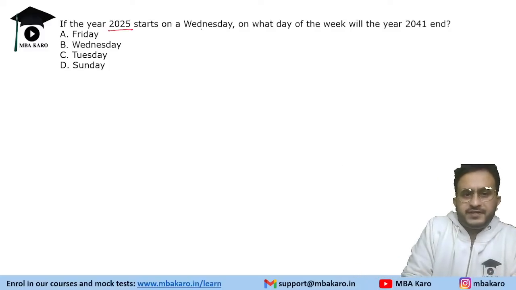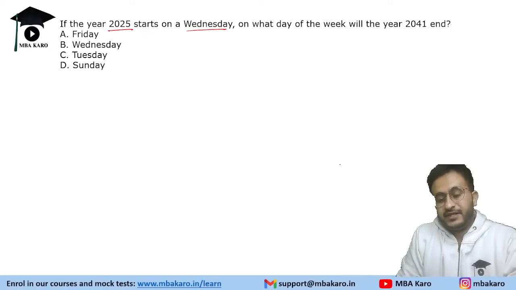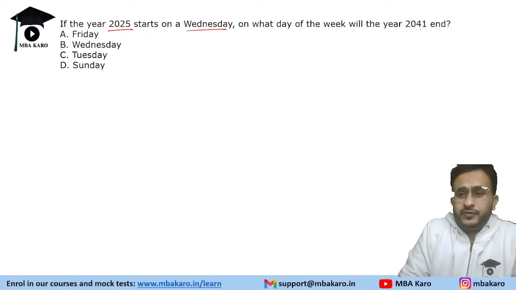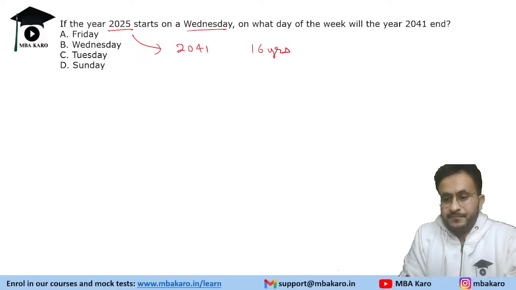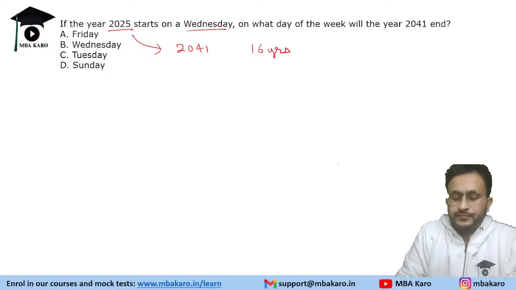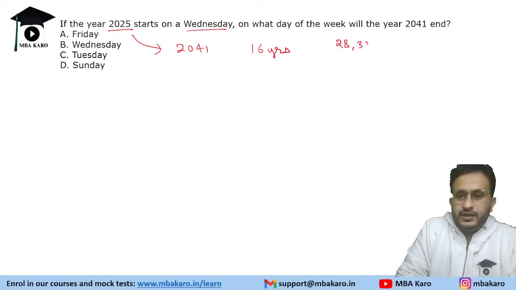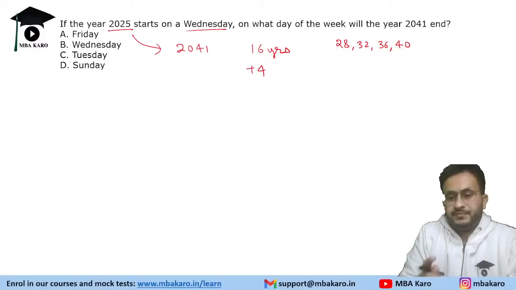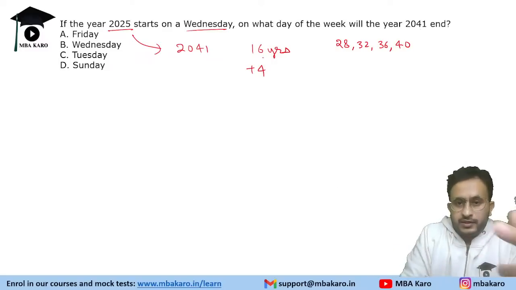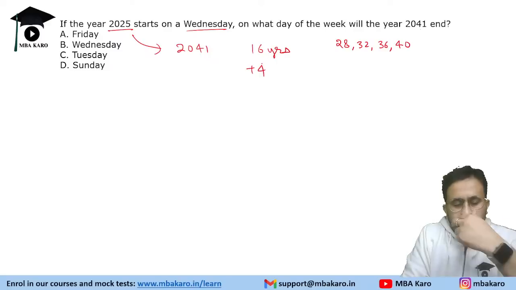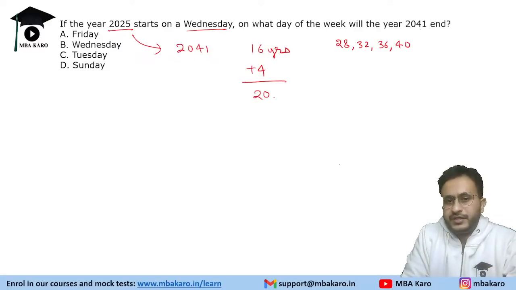So 2025 starts with Wednesday, when will 2041 end? Okay, so first find the 2041 beginning also. From 2025 to 2041, there are 16 years. And how many leap years are there in between? We have 28, 32, 36, and 40, right? Plus 4 we will do. On a normal year, we add one odd day, and there are four extra days for the leap years. So we will have 20 odd days, right?